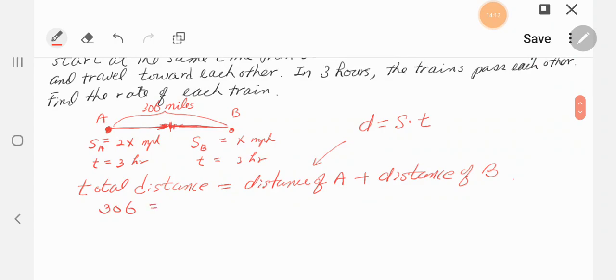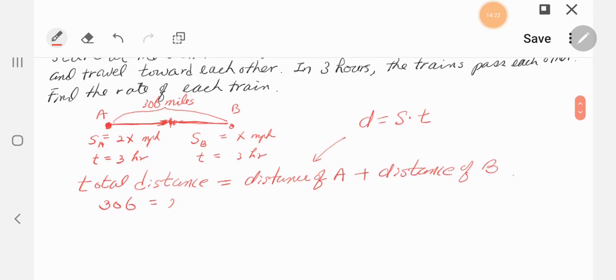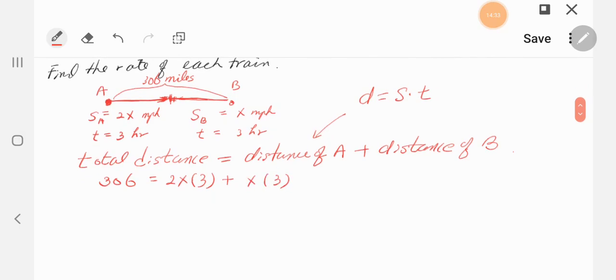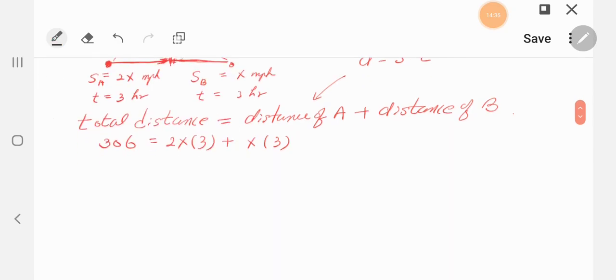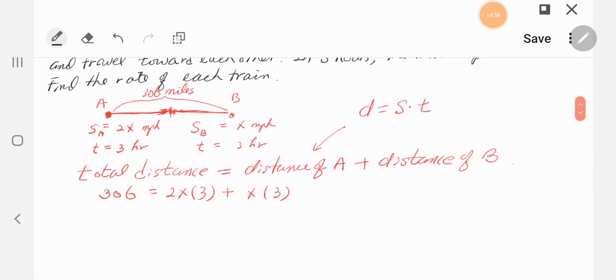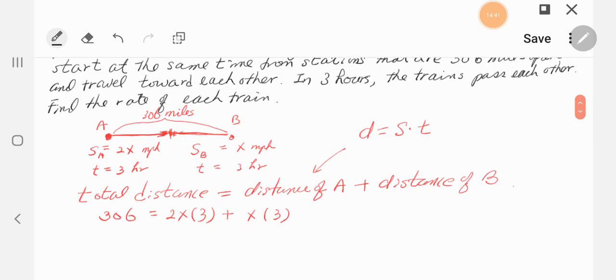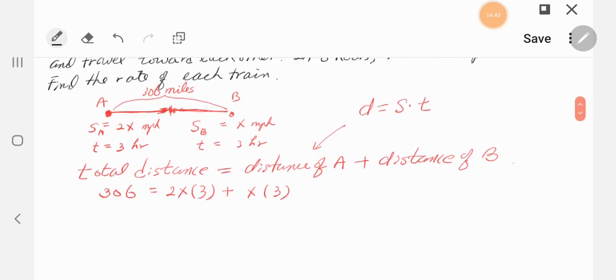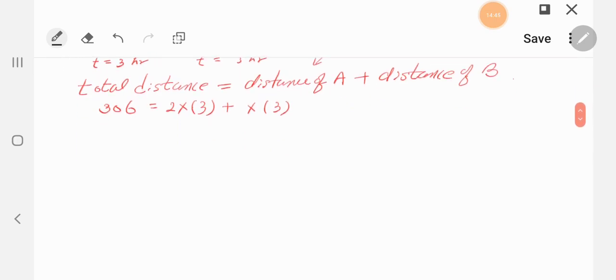And the distance that train A traveled is speed times time. The speed of train A is 2x, and then 3 hours, right? Plus the speed of train B is x, and it traveled for 3 hours. Okay, so that's the equation. So from this equation, let's find x. Then x is the speed of train B, right? So we want to find the speed of each train.